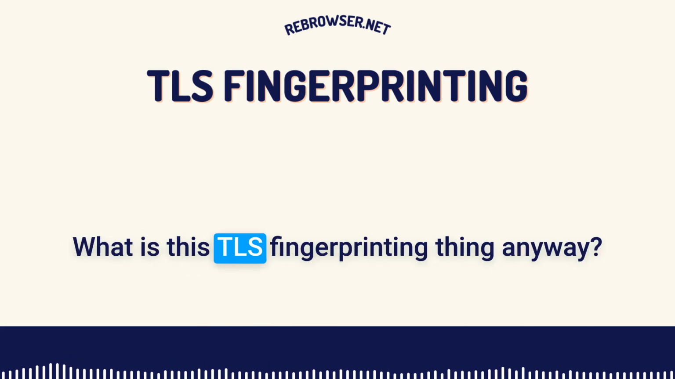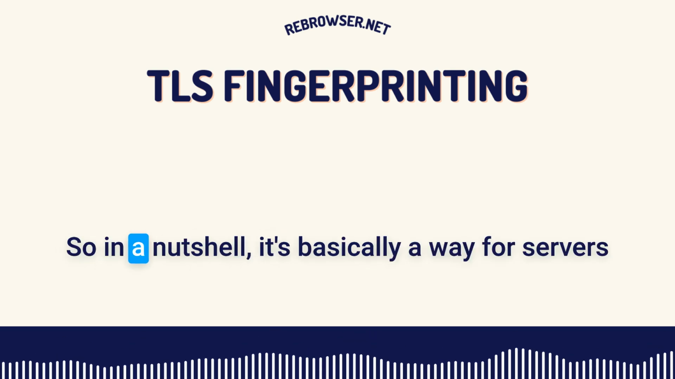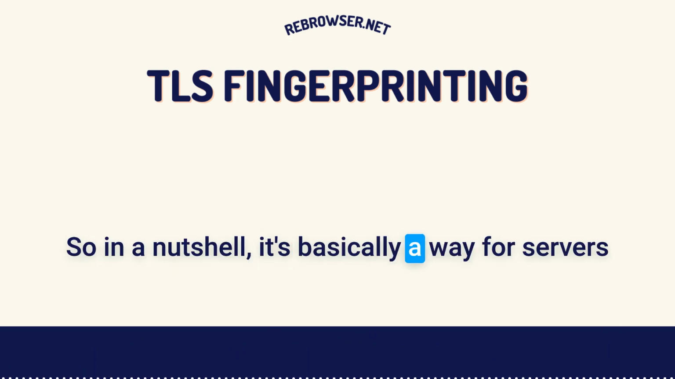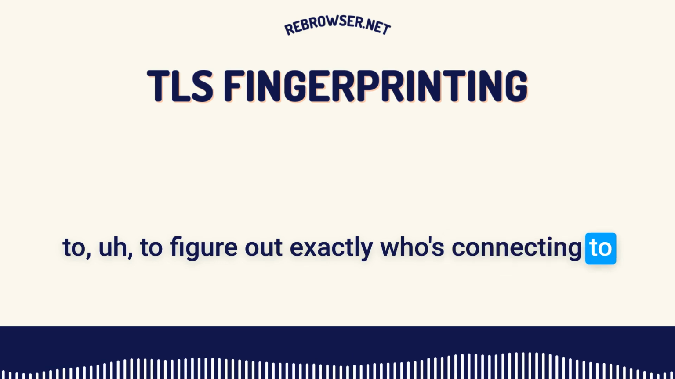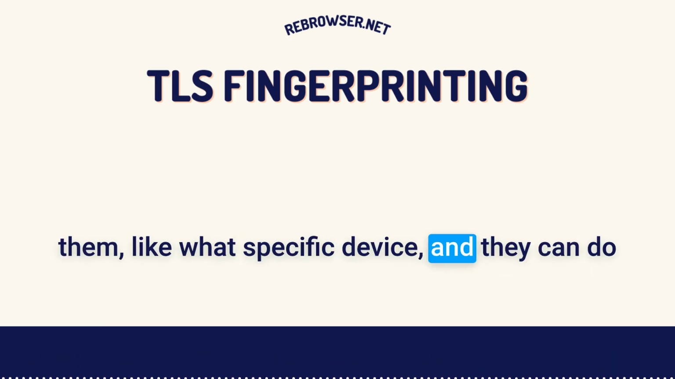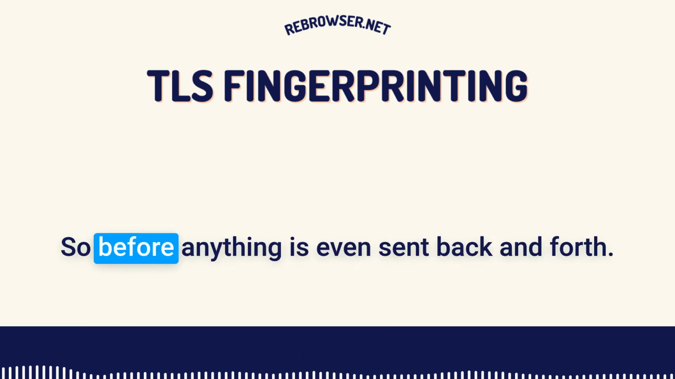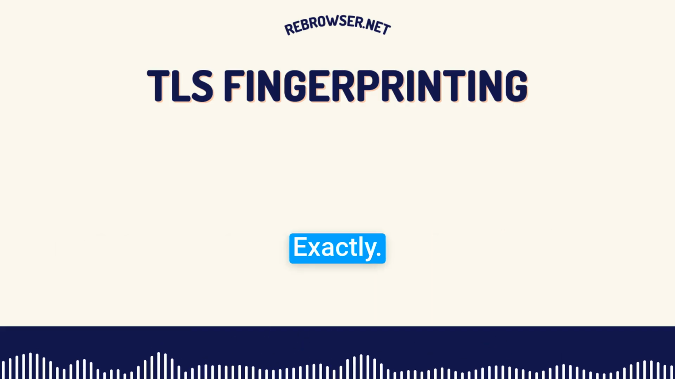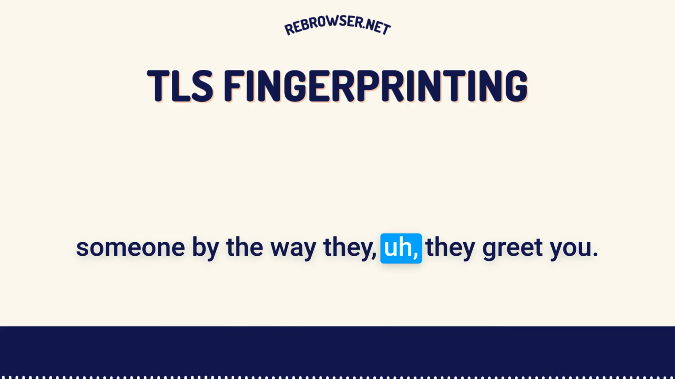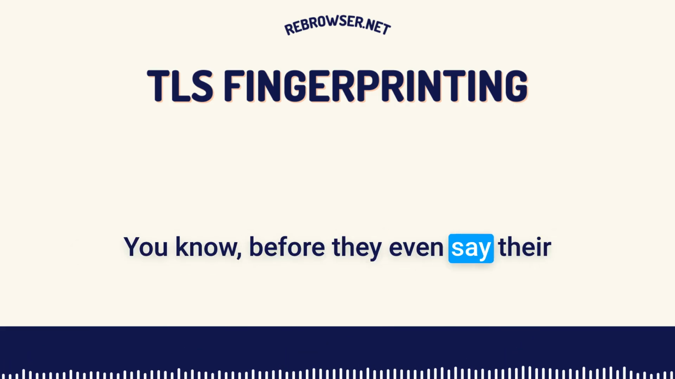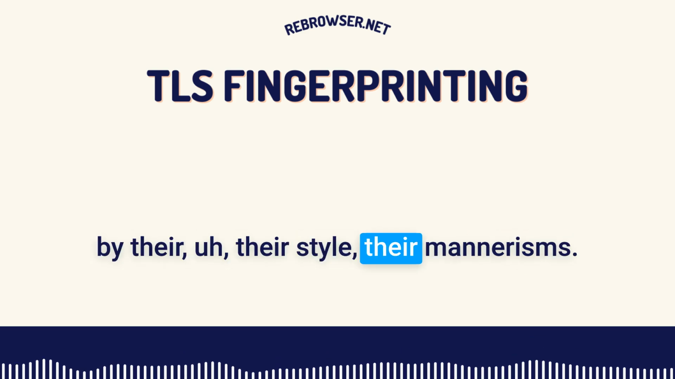What is this TLS fingerprinting thing anyway? Yeah, let's break it down. So what is TLS fingerprinting? So in a nutshell, it's basically a way for servers to figure out exactly who's connecting to them, like what specific device, and they can do this even before any actual data is exchanged. Oh, interesting. So before anything is even sent back and forth. Exactly. It's kind of like recognizing someone by the way they greet you, before they even say their name. You can kind of tell who it is just by their style, their mannerisms.